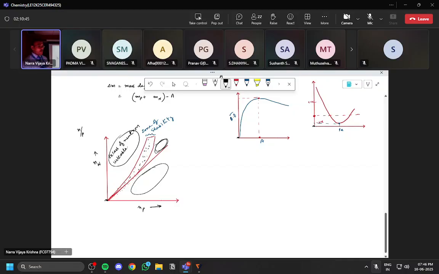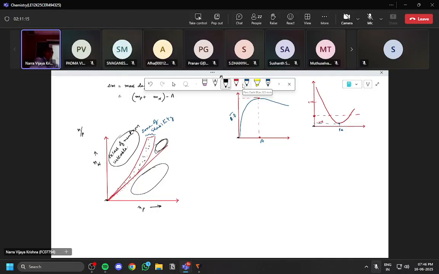Nuclei which fall in this zone always emit alpha particles. Which fall in this zone emit beta particles. Which fall in this zone will either emit positrons or undergo K electron capture. This is the reason why unstable nuclei show radioactivity. Radioactivity means an unstable nucleus converts into a stable nucleus by emitting particles. Why are they emitting particles? Because they fall in these unstable zones.